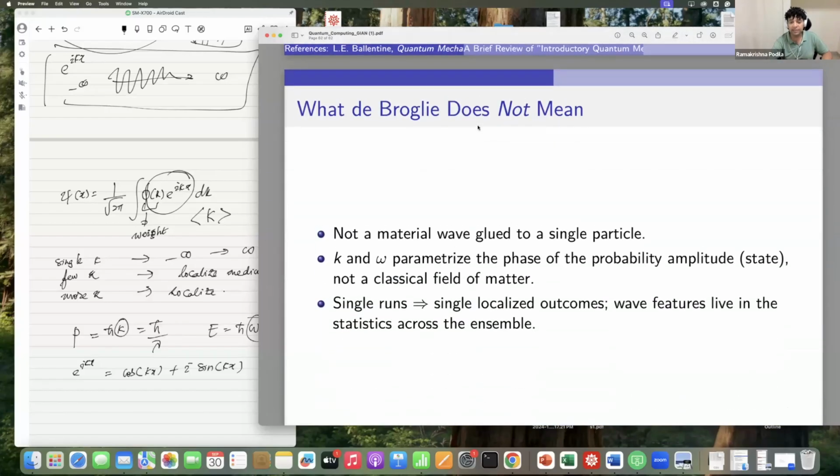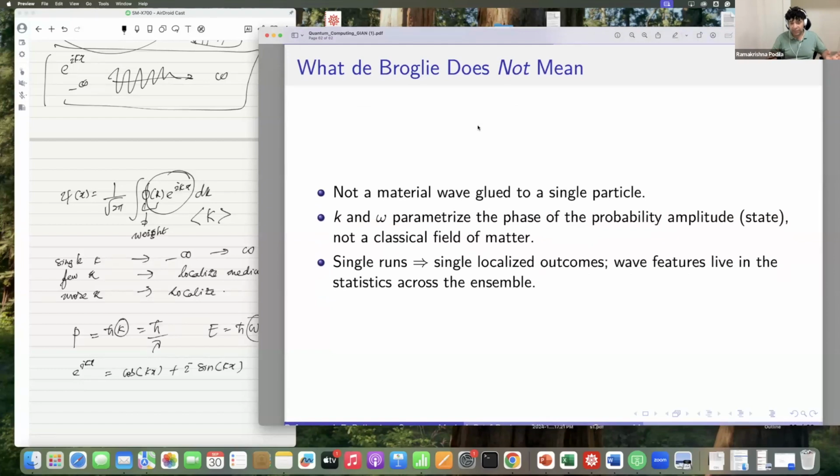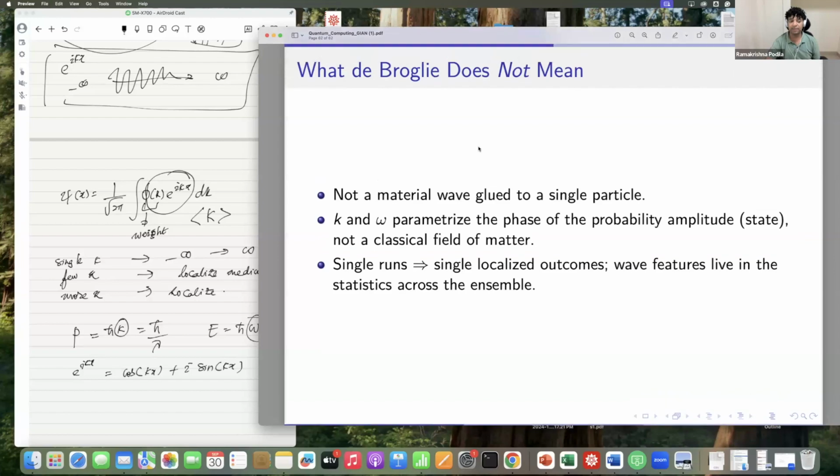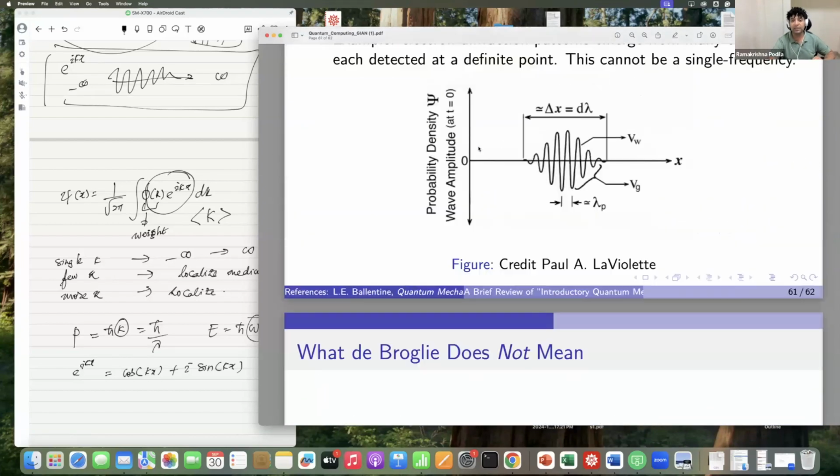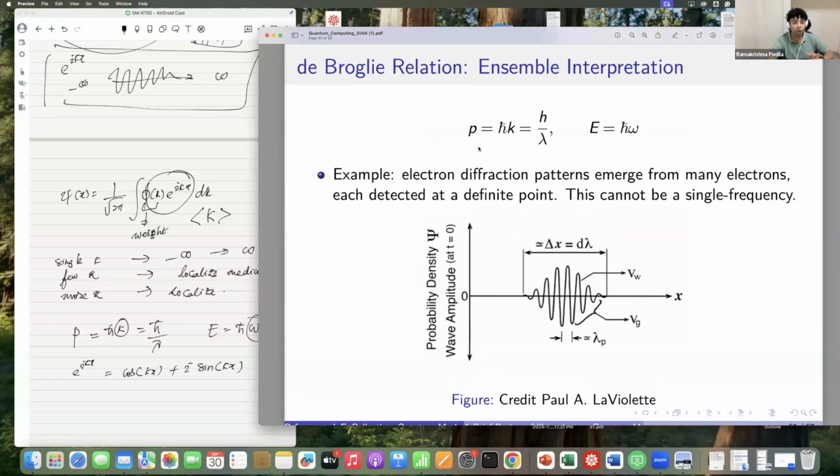So what de Broglie means is that the matter wave is not glued to a single particle. The wave nature is related to the state. The state is not a property of a single particle, and it is talking about the preparation procedure. So the single wavelength or single momentum that we're talking about in de Broglie is not a single wave glued to the particle, but rather coming from the ensemble. Single runs still give you single localized outcomes. Wave features only come in statistics across the ensemble. So this is the part that we could not cover yesterday in regard to de Broglie. I hope this gives you a better idea of wave particle duality.